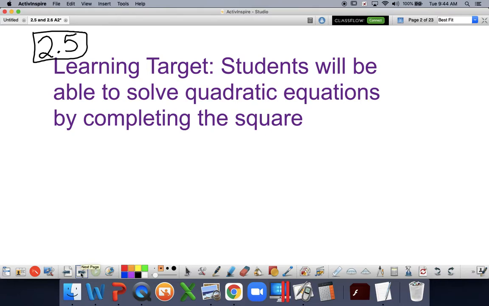Right, so let's go ahead and get started with 2.5. We're going to solve quadratic equations, the exact same thing. We're just going to learn another different approach to solving quadratic equations. This one is called completing the square.